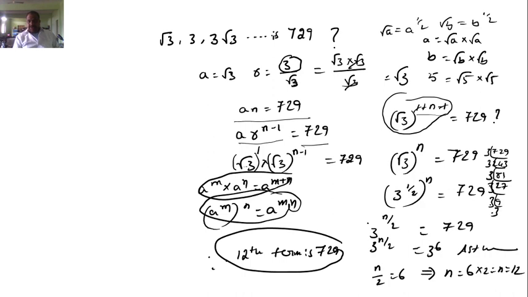3 power 1 by 2 whole to the power of n is equal to 729. A power m whole to the power of n is a power mn. Mn means 1 by 2 into n, n by 2, is equal to 729. 3 power n by 2 is equal to 3 power 6 because of prime factorization. So where the bases are same, powers must be equal. N by 2 is equal to 6. Therefore n is equal to 6 into 2, that is equal to 12. Therefore the 12th term of the GP is 729.